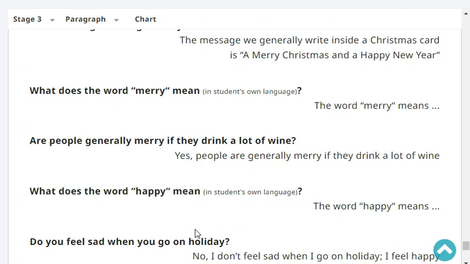What does the word Merry mean in Japanese? The word Merry means Tanoshi in Japanese. Very good.